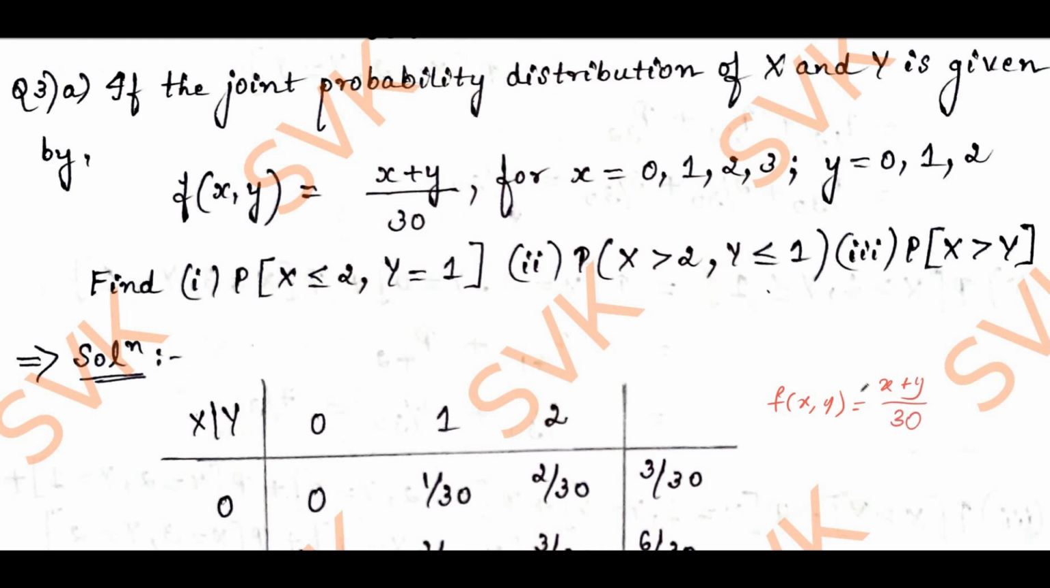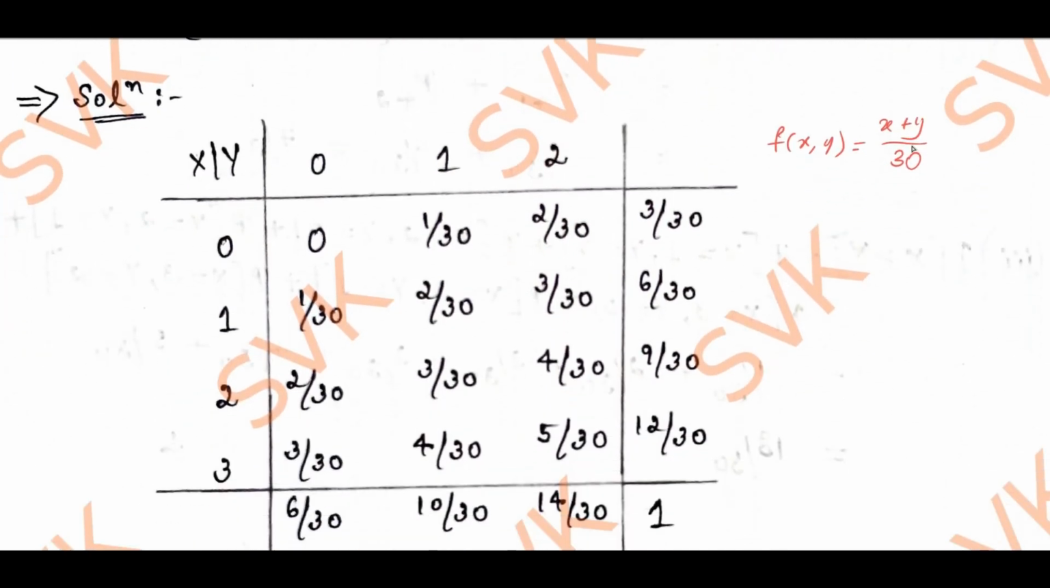divided by 30. So now by giving x equal to 0 and y equal to 0 in this function, we get f of 0 comma 0, which represents j11. So 0 plus 0 by 30 will be 0. This is the value called j11.